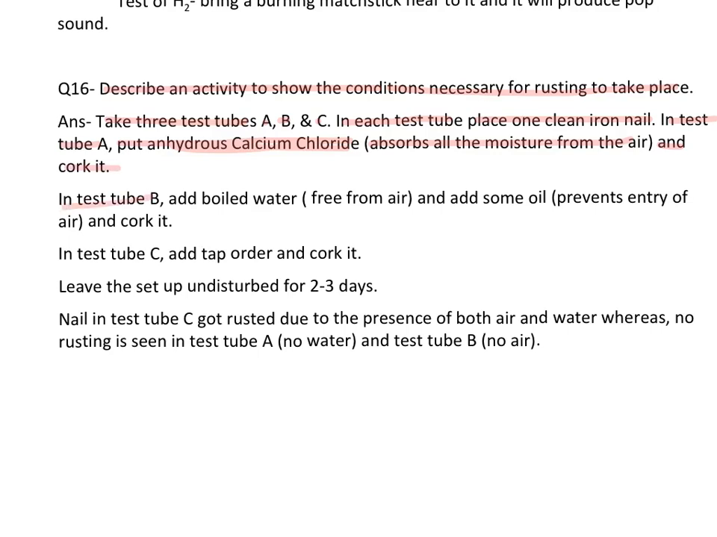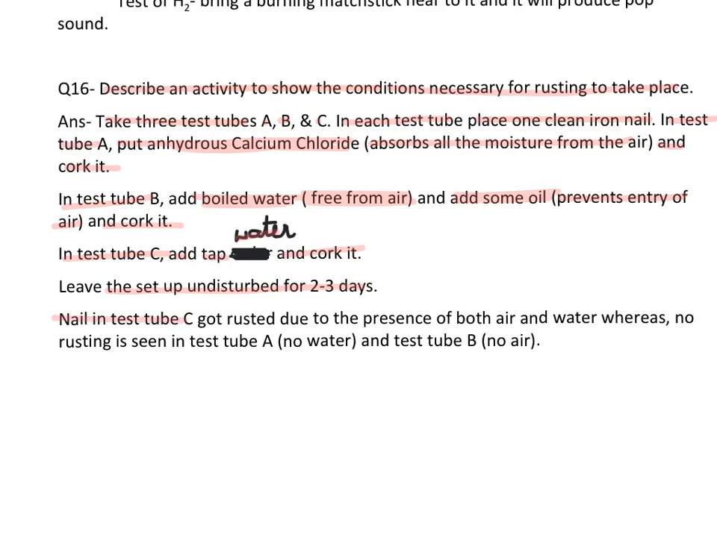In test tube B, we have to add boiled water, and you know boiled water is free from air, and we have to add some oil. What oil does is, it prevents the entry of air into water, and then we have to cork it. In test tube C, we have to simply add tap water and cork it. Leave the setup undisturbed for 2-3 days. Now we will see what we observe.